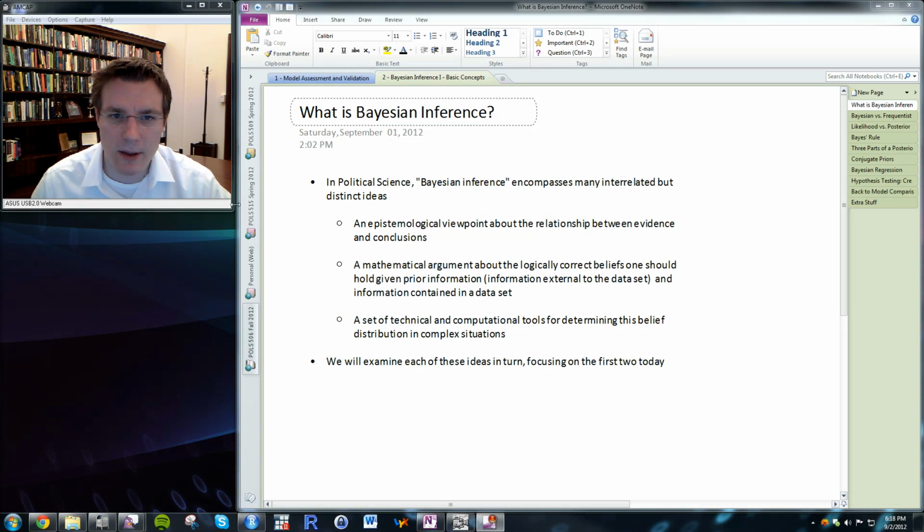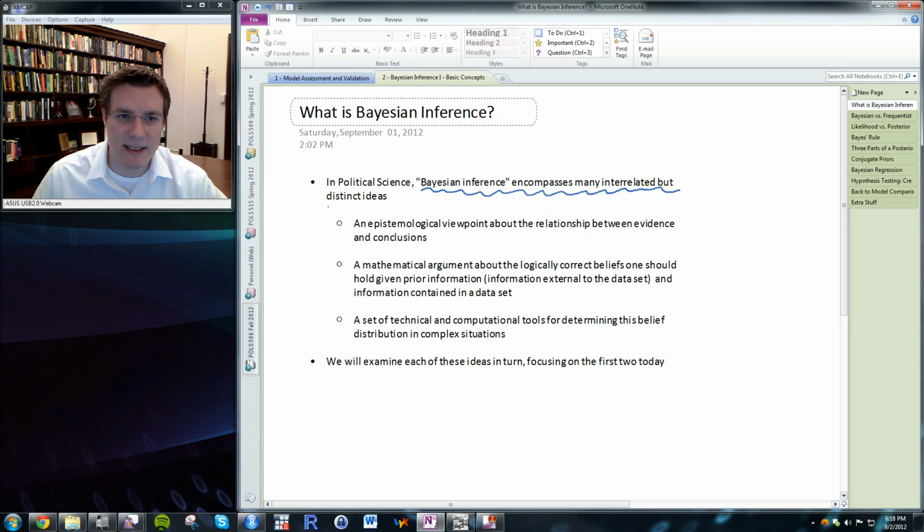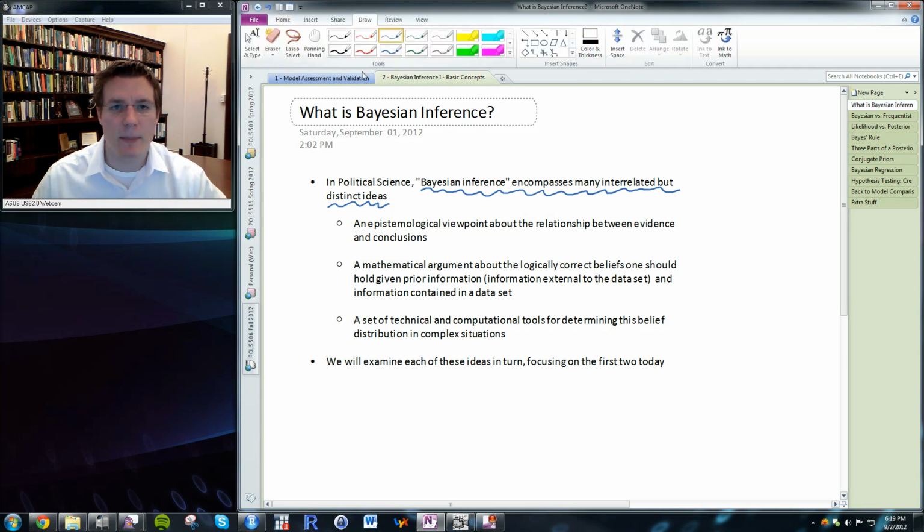And as I've noted here, in political science, Bayesian inference encompasses many interrelated but distinct ideas, which is to say that Bayesian inference is not just a collection of statistical tools, but it's also an epistemological viewpoint about how evidence and conclusions are related.